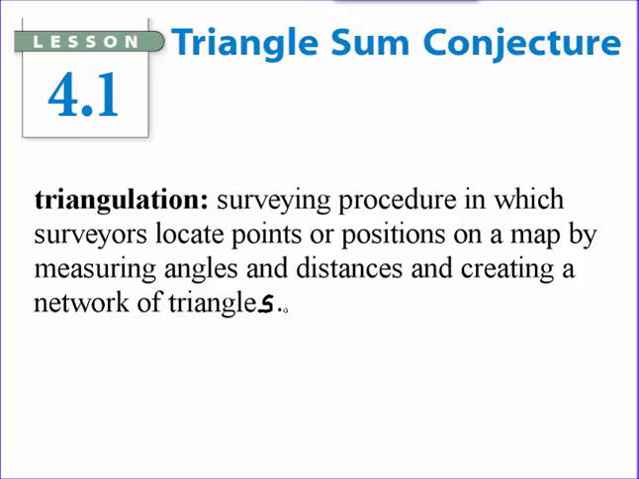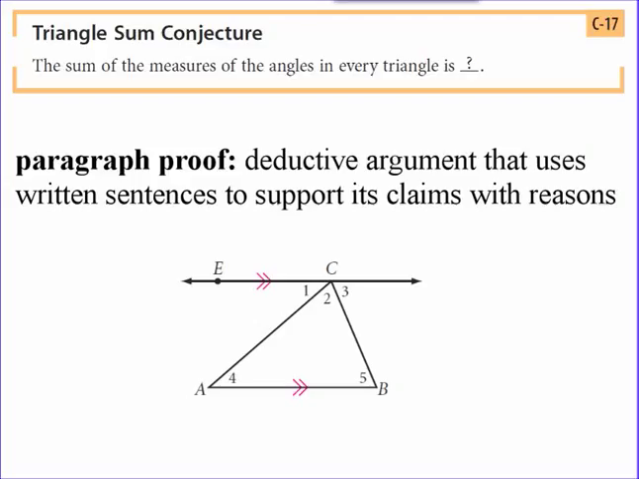Okay, now in your book there's actually an investigation on the triangle sum. And basically what they're saying is that the sum of the measures of the angles in every triangle is what? 180. Now we're not going to go through that just because you already know that. It's kind of one of those things that everybody already knows. So that is a conjecture, does need to go in your conjecture list.